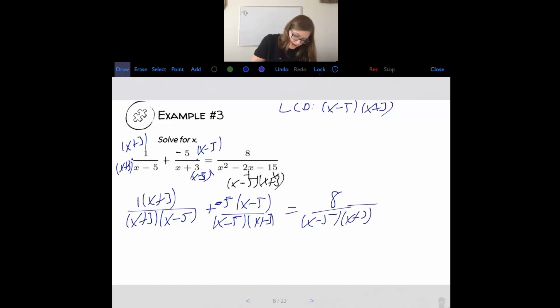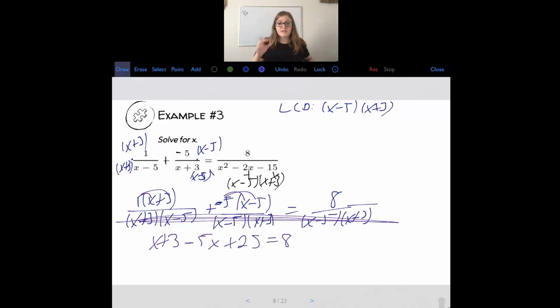We let go of our denominators. Okay, and I'm going to multiply out at the same time. So 1 times x plus 3 is just x plus 3. Negative 5 times x is negative 5x. Negative 5 times negative 5 is positive 25. And then we have this equal to 8. There's no x squared, so we have a linear equation. I'm going to combine like terms. So we have negative 4x plus 28 is equal to 8. So I'm going to rewrite this on the next slide.